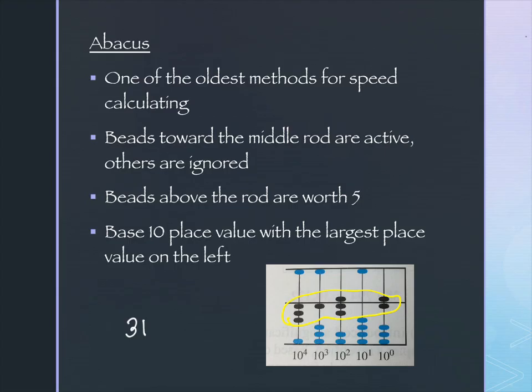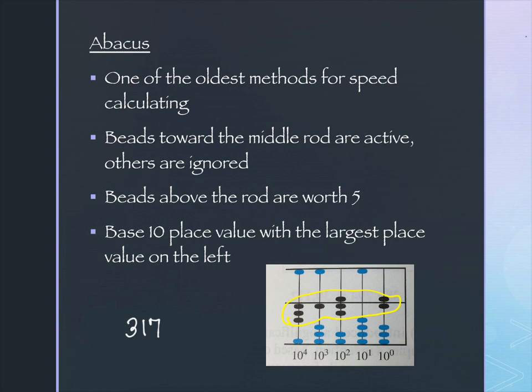Finally, on the third rod that we have, the one on top is actually active. Okay, and it's worth 5, right, Cabrana? Yeah, it's 5. And then I've got 2 more down here. So what's the total of these beads? It's 7. This is how this number 7 would be represented.